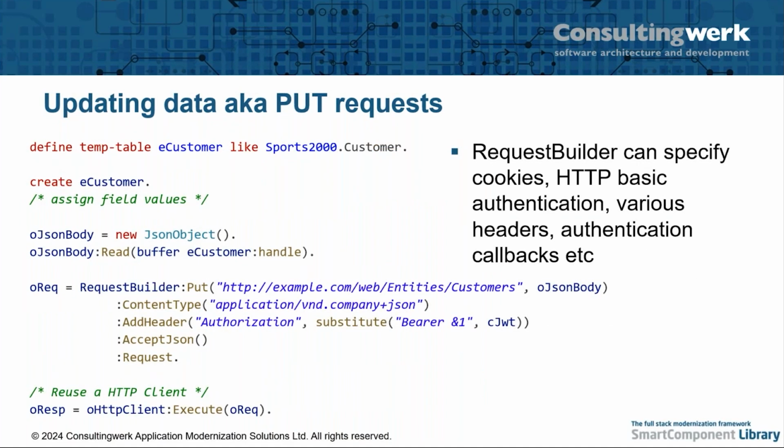A PUT request would be to create new data on the service, or to update data. It's similar. You create the payload here, a JSON object. Then here I read from a temp table into the JSON object, but I could also populate properties manually. And then the PUT request is made to a URL with the JSON object as the request payload, as the body. And then you can manipulate headers and so on, and then you execute that and get a response back.